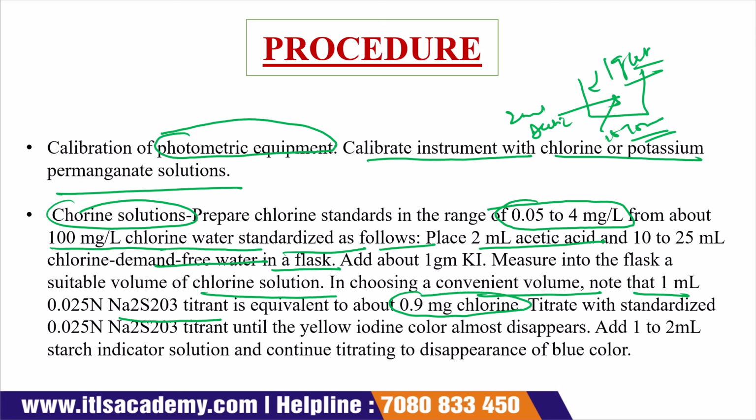Then we titrate it with the standardized 0.02 normal sodium thiosulfate until the yellow iodine color disappears. Then we add a starch indicator and titrate until the blue color disappears. This is how the equipment is calibrated with the help of the chlorine solution.